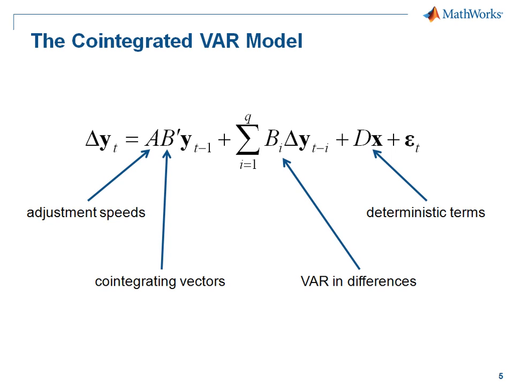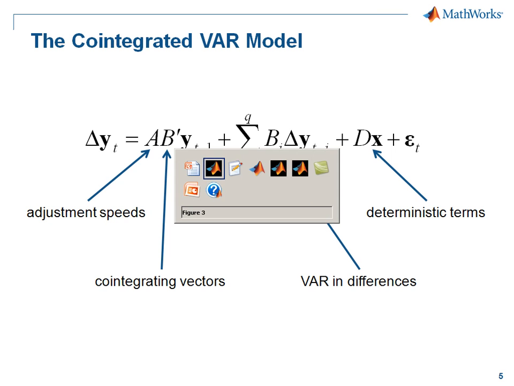If you think of the B prime times lagged y as giving how far the model is from this stochastic trend, this stochastic equilibrium at time t minus 1, then we use the A to give the speed at which the spread adjusts and comes back to the stochastic trend. So that's a very brief introduction to co-integrated VAR models.